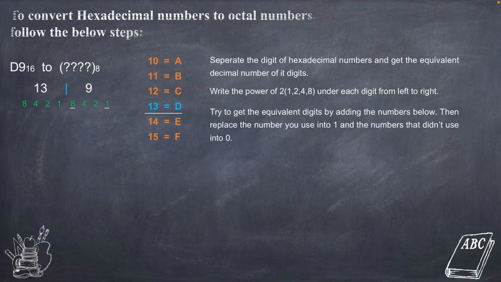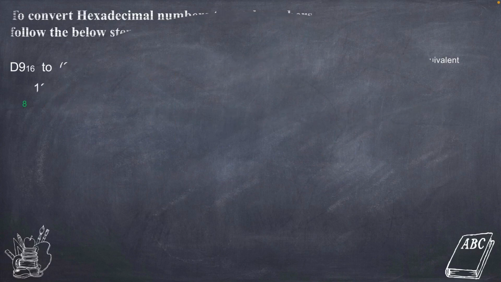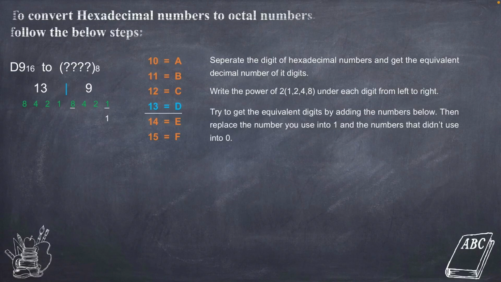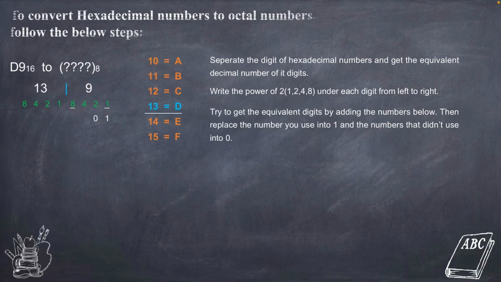9, pinag-add natin ay 8 tsaka yung 1 para makuha yung equivalent na 9. Tapos yung mga ginamit natin na number, papalitan natin ng 1. So yung 1, since ginamit natin, papalitan natin siya ng 1. Then pati yung 8, ginamit natin siya, kaya 1 din yung ipapalit natin doon. Pero dito sa 2, 0. Diba? Gaya ng sinabi kanina. Tapos sa 4 ay 0 din. Tapos sa 8, syempre 1.